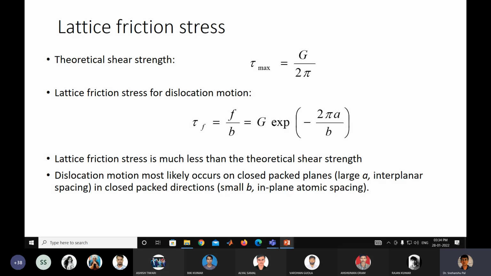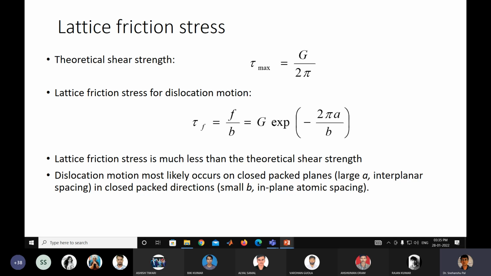then the Burgers vector is small, and that actually in-plane atomic spacing is less. So those criteria are fulfilled for closed packed plane and closed packed direction in order to facilitate the dislocation motion. So now onwards you have a very perfect concept of why dislocation motion occurs at closed packed plane and in a closed packed direction.